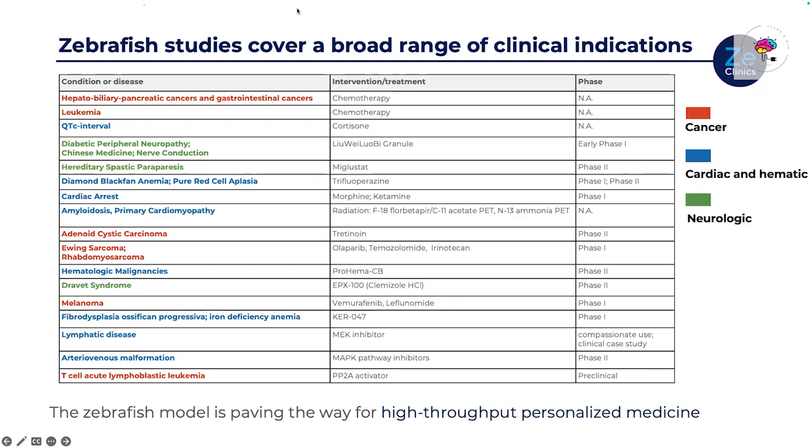And in this last slide, we are really moving towards high-throughput personalized medicine. We are not talking just about neurological disease, but also cardiac and cancer. So these are different intervention treatments that are based on zebrafish-based screening that are in clinical phases.